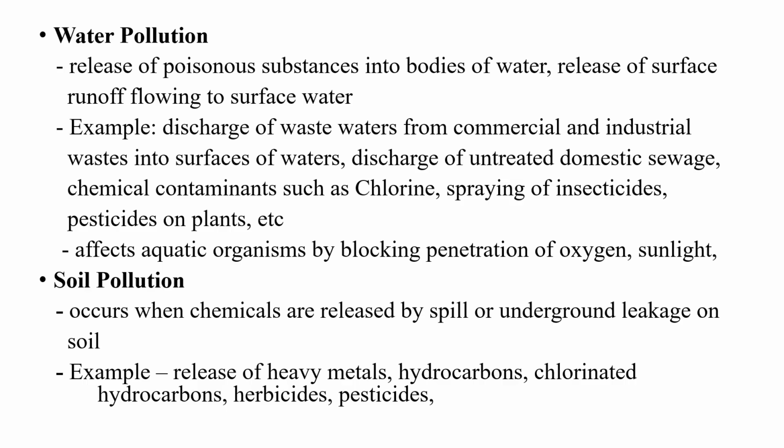So when you have a breakage, when these are broken, the chemicals or metals that are normally supposed to flow inside these pipes will be released to the soil or to the land. So we have examples like release of heavy chemicals, release of hydrocarbons, release of chlorinated hydrocarbons, herbicides. When we say herbicides, those are chemicals that are used to spray plants, herbs. Then we also have pesticides. Those are examples of soil pollution.